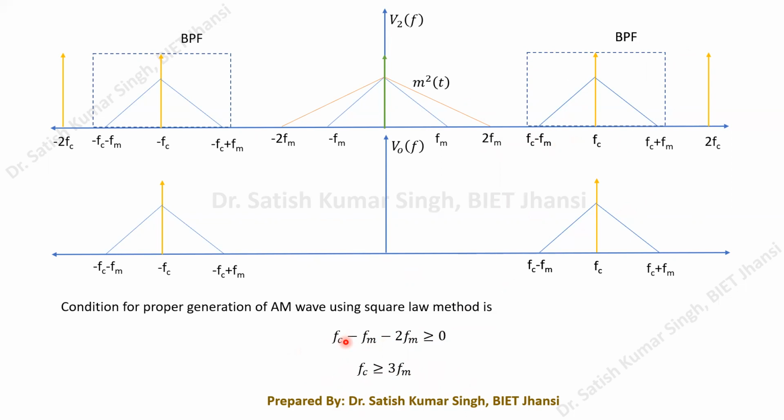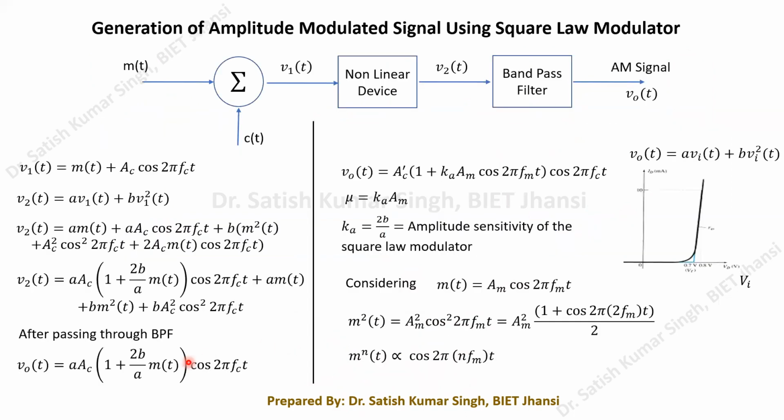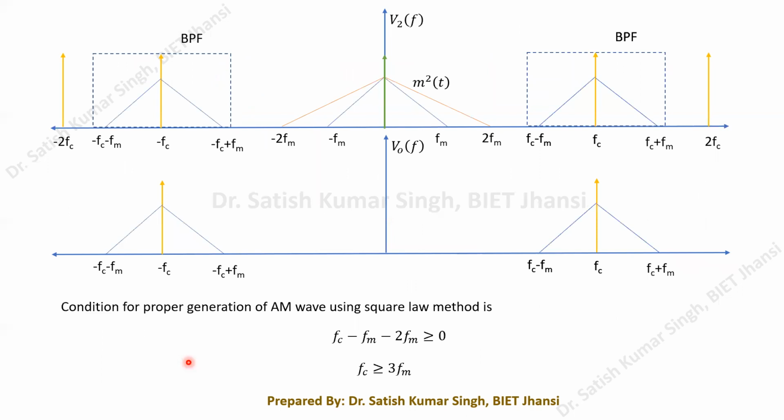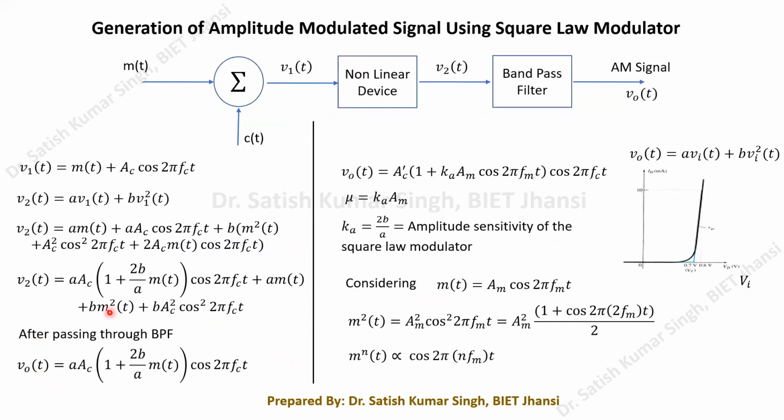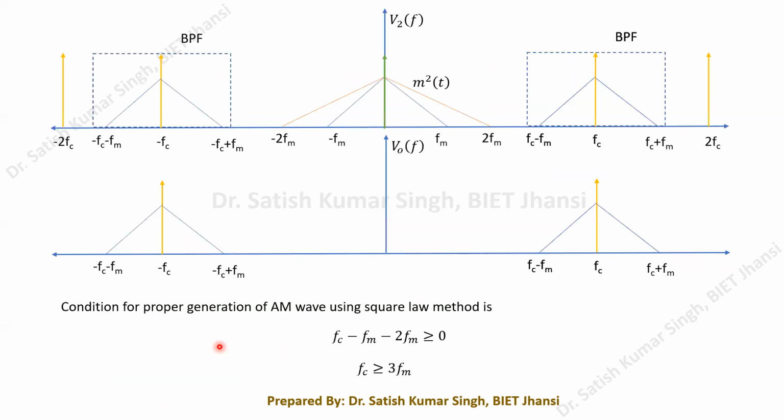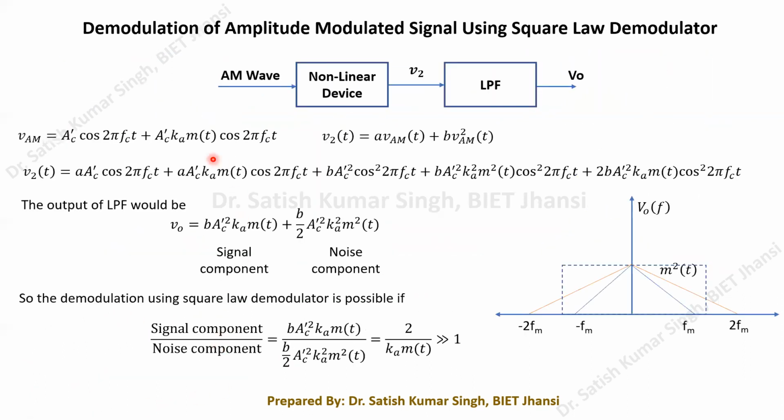Now the same signal, once we have generated the AM signal, can again be demodulated in the practical scenario. We can go for the demodulation of the same signal by again using a square law demodulator. As we have seen in this equation, you remember this is the same expression. While demodulating, I have just rewritten this expression over here, V_AM, in the expanded form.